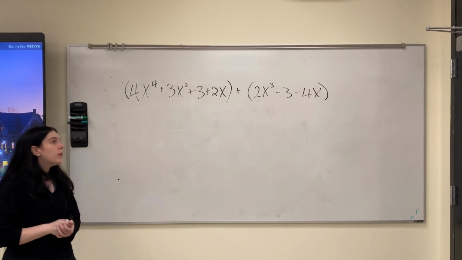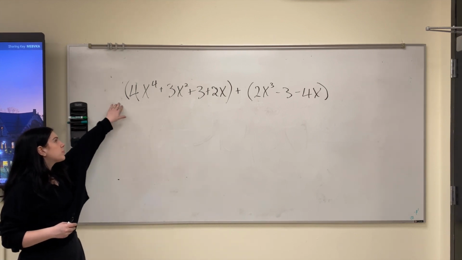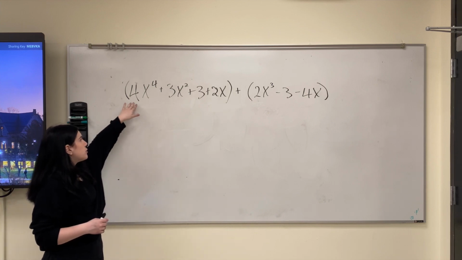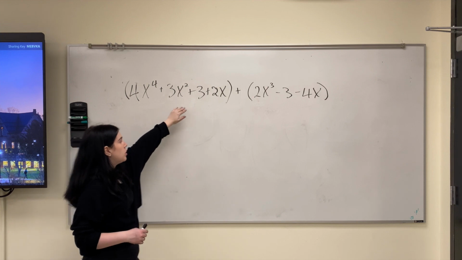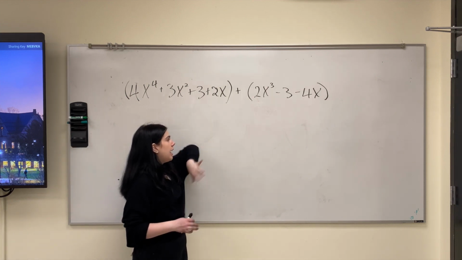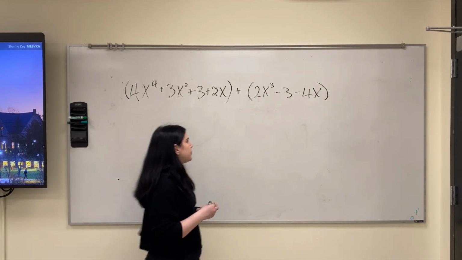All right, so now we're going to talk about adding polynomials. We're going to do this problem. We're going to add the polynomials 4x to the power of 4 plus 3x squared plus 3 plus 2x, and the polynomial 2x cubed minus 3 minus 4x.